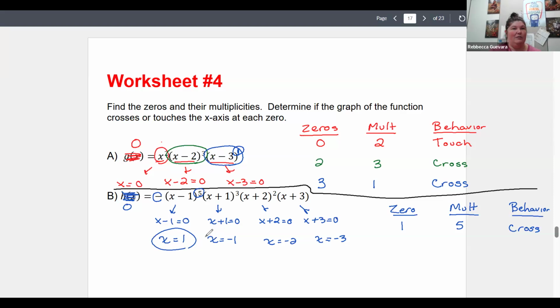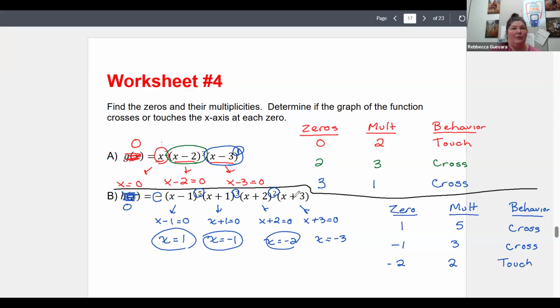So for the next one, we got x plus 1. My 0 at negative 1 came from this factor, which is a power of 3, which is also odd, so we expect to cross again. So x plus 2, that was my factor, which gives me the 0 of negative 2. Negative 2 comes from a factor that had a power of 2. So negative 2 has a multiplicity of 2, which is even, so we touch.